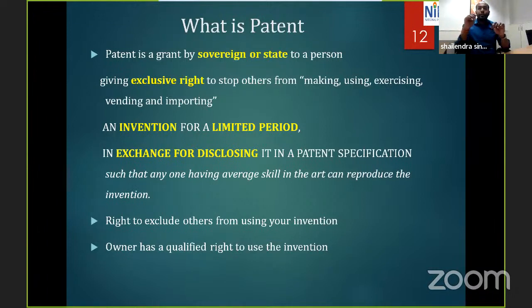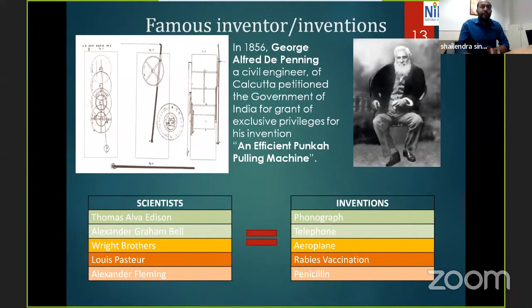Earlier, we used to use a small pin-type thing to clip all those papers. After that, a new innovation came into existence, and we came to know about the stapler. Now this stapler has become a new innovation, and this type of thing can be patented. We can also see a few past inventions: the phonograph, telephone, aeroplane, rabies vaccine, and penicillin. There are so many past inventions and so many past scientists we already know.